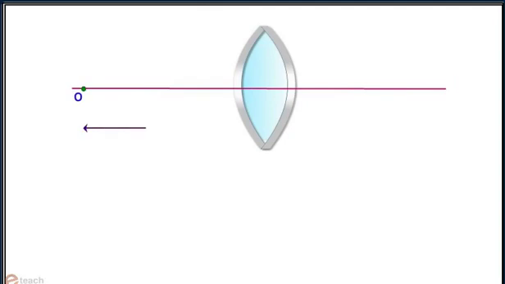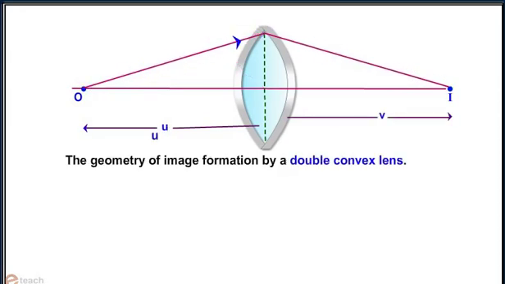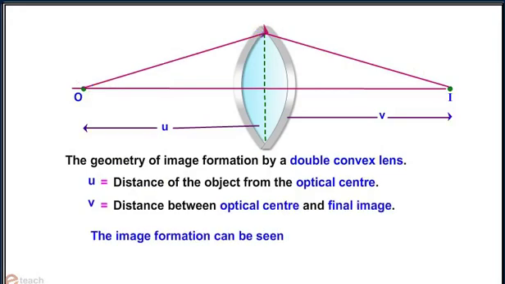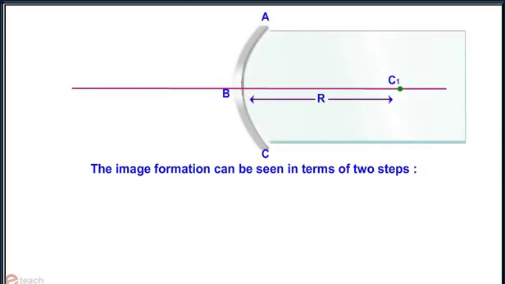The following diagram shows the geometry of image formation by a double convex lens. u equals the distance of the object from the optical center. v equals the distance between optical center and final image. The image formation can be seen in terms of two steps. The first refracting surface forms the image I1 of the object O. The image I1 acts as a virtual object for the second surface that forms the image at I.